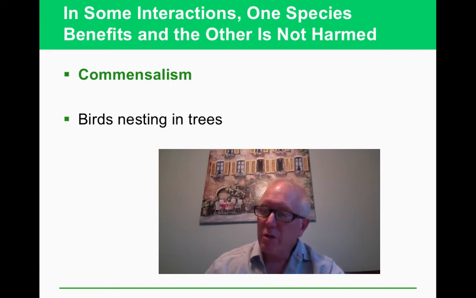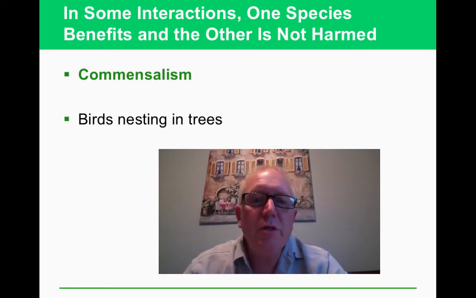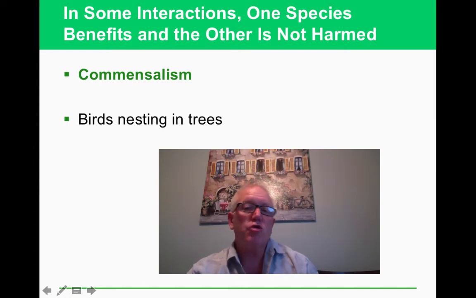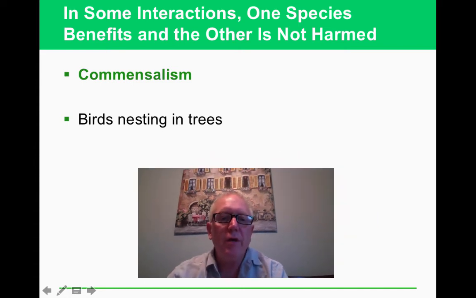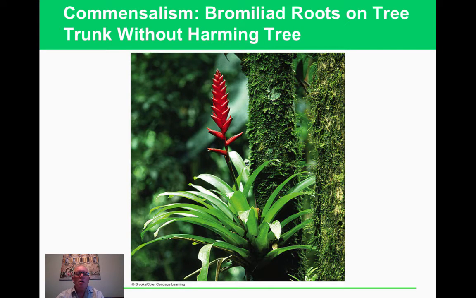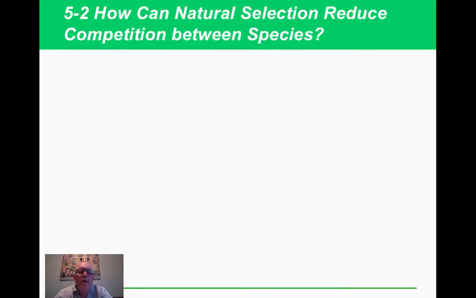Okay, so commensalism we've talked about again and again before. Earlier we've mentioned all of these. And in commensalism, one species benefits and the other doesn't. So here's another example. Birds nesting in a tree. The tree isn't benefiting, but the birds have a nice home. So that would be commensalism. Here's one where there is this nice flower here. The bromeliad, apparently, and it doesn't harm the tree, but it needs the tree trunk to grow. So there you go.